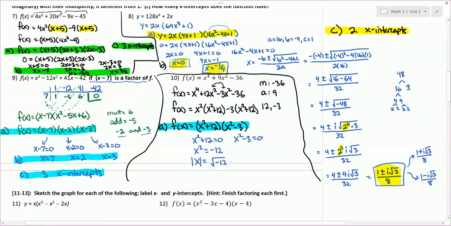Remember, the square root of a negative, that's when you get the imaginary number. And 12 is 3 times 2 times 2. You've got a pair of 2's, so we can have 2 square root 3. That i comes from the negative, so the absolute value of x equals 2i square root 3. And then we can split this into x equals positive 2i root 3 and x equals negative 2i root 3.